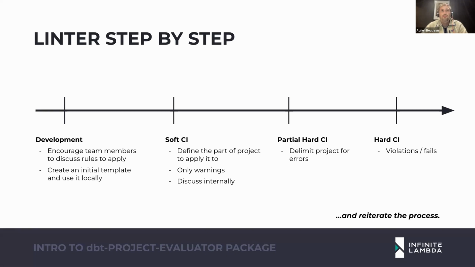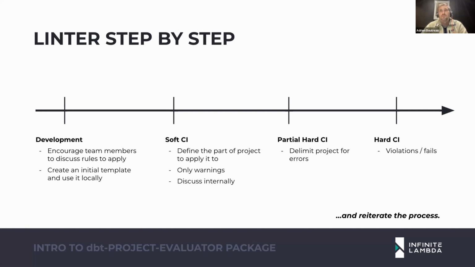When the developers are ready to use it with the CI, one way of doing it is to use the soft CI. So you are going to define part of your project where the linter is going to check the code and raise only warnings. It's not going to be a blocker, and you should discuss again internally about how to make it better.